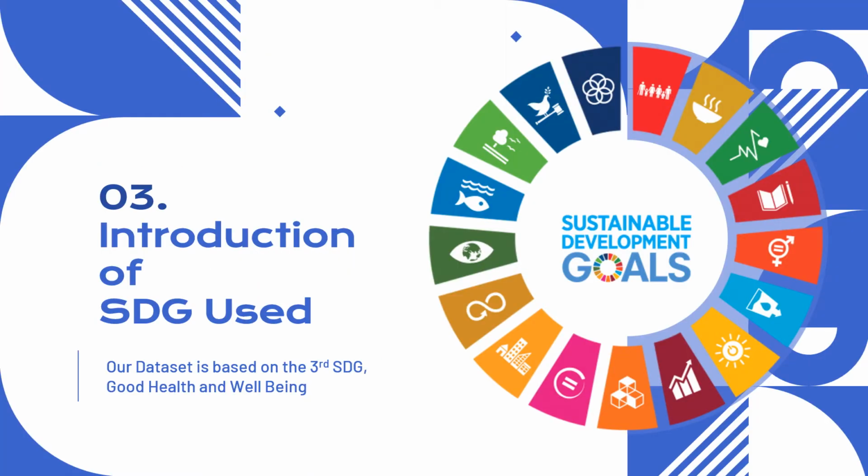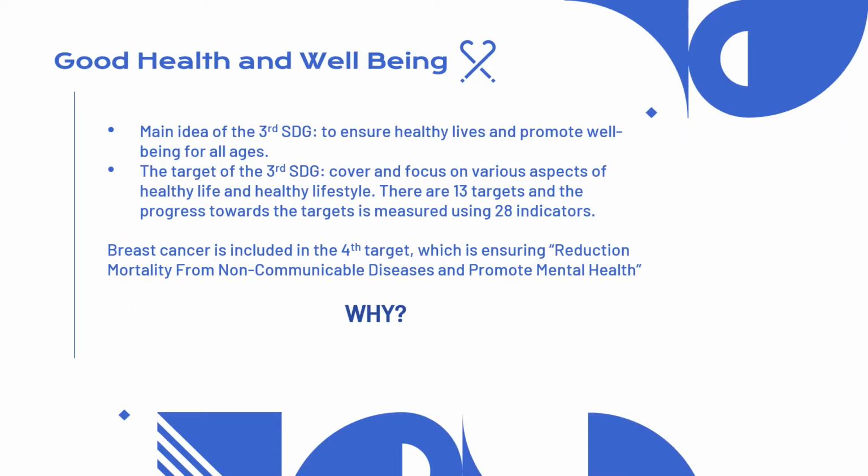Third, we will go to the introduction of the SDG that we use. Our dataset is based on the third SDG, which is about good health and well-being. The main idea of the third SDG is to ensure healthy life and promote well-being for all ages. The target of the third SDG is to cover and focus on various aspects of healthy life and healthy lifestyle.